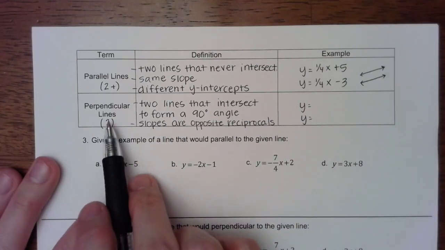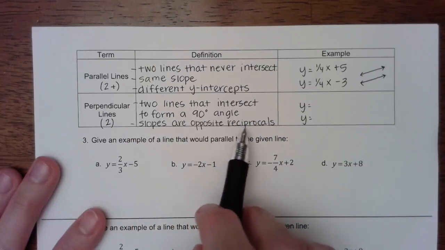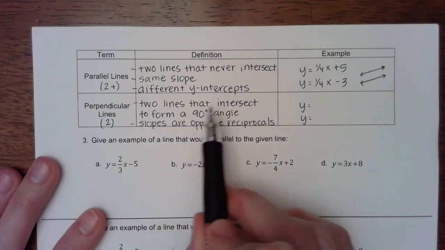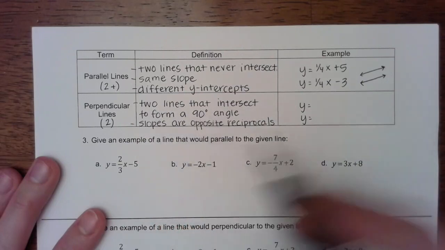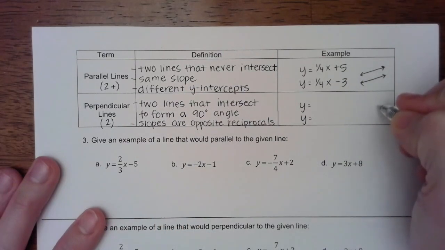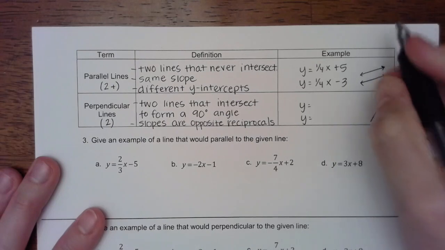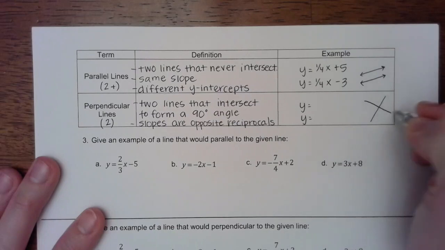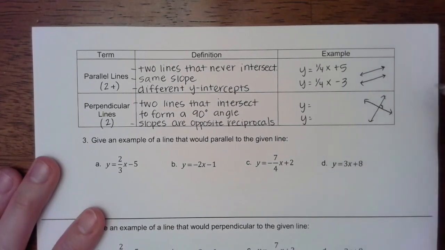Perpendicular lines have a harder definition because you have to know this word reciprocal, so we'll practice that down here a little bit. Perpendicular lines are 2 lines that intersect to form a 90-degree angle. So the picture for these ones is going to look a little bit different. It's going to look something like this, in different forms. But when the 2 lines cross, they're going to make a 90-degree angle.